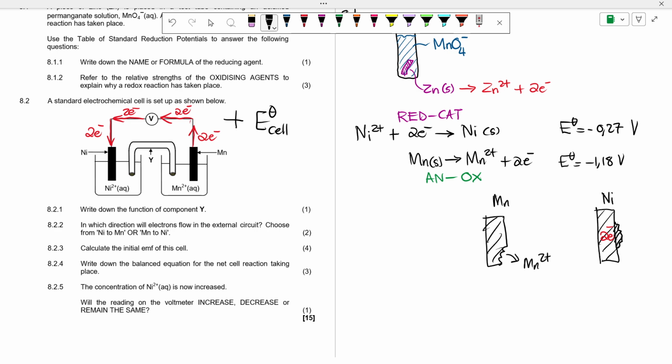I have a question. Yes. So for the Mn2 plus, is it the anions or the cations?